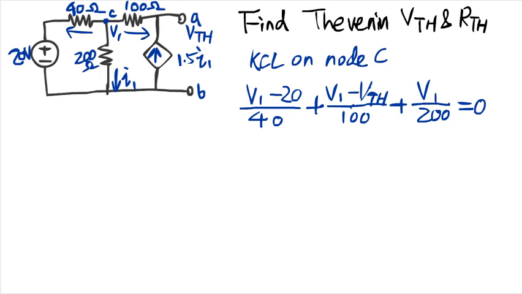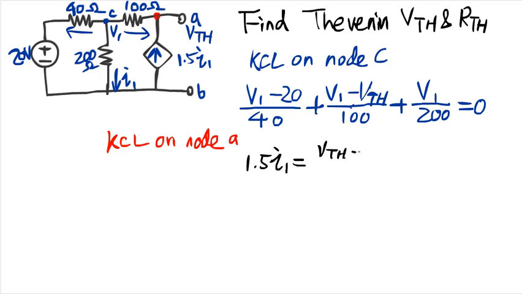Now the second thing we're going to do is to write a KCL on this red node. So KCL on node A. It's actually the same as node A here. I'm going to use a different color here. So the current running into the red node consists of 1.5 I1, and the current running out of this node is the opposite of this particular current. Alright, so we're going to write 1.5 I1, that's the current running in, has to be equal to the current running out. And of course we know that I1 happens to be equal to V1 divided by 200.